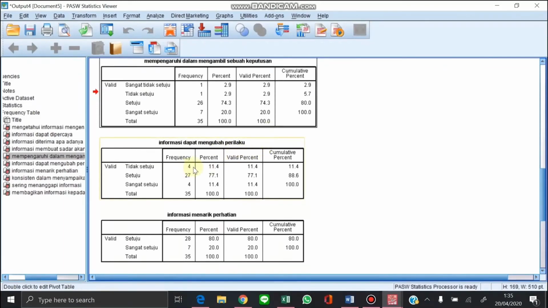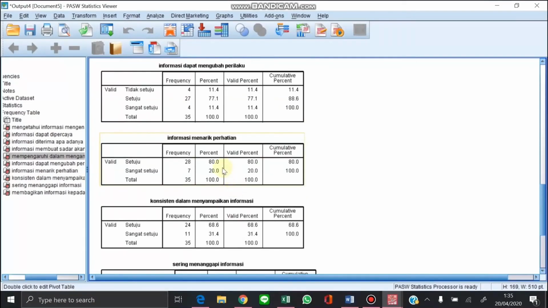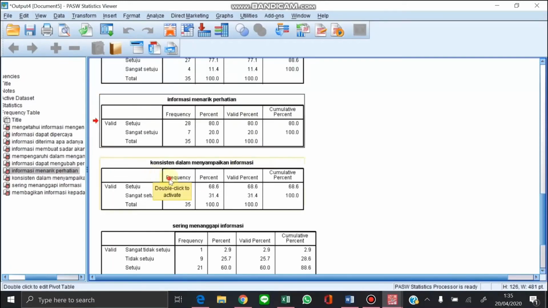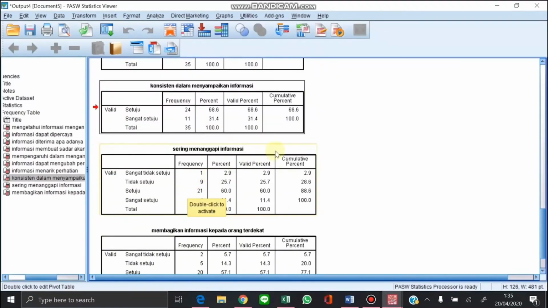Move to information can change behavior. There are 4 persons who disagree, 27 persons who agree, 4 persons who strongly agree. For the information can attract attention, there are 28 persons who agree, 7 persons who strongly agree, and the total is 35. Consistent in telling the information. There are 24 persons who agree, 11 persons who strongly agree.